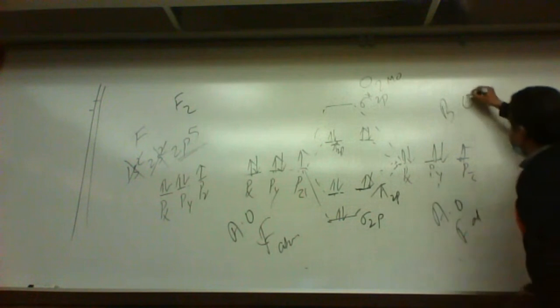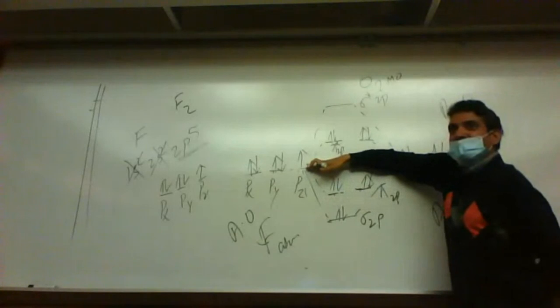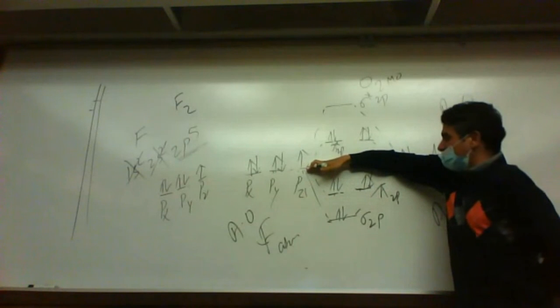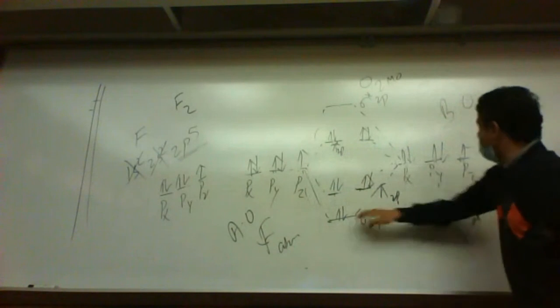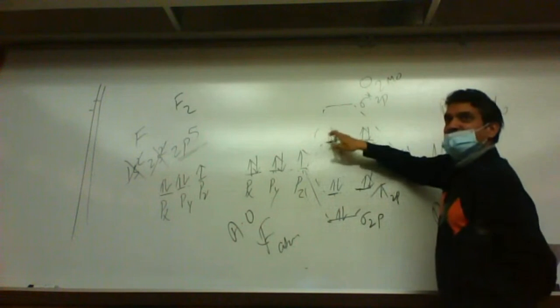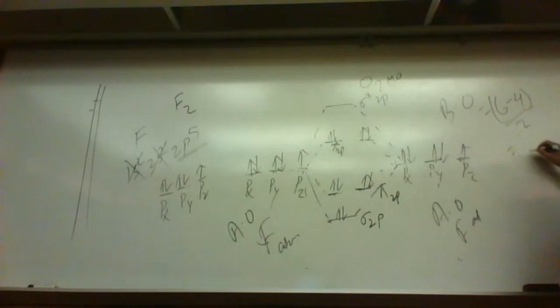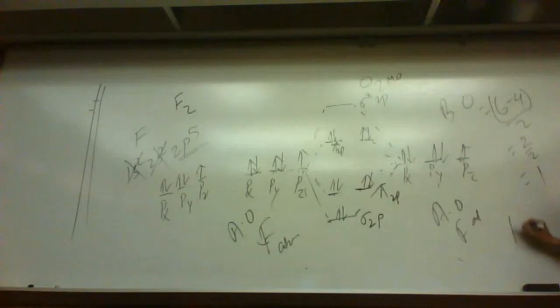So bond order: how many are in bonding? Below this line is the bonding molecular orbital. So 2, 4, 6, 6 are there. And how many are above this line? 2, 4, so 4 like this. Now I divide by 2. So 6 minus 4 over 2 is 2 over 2, so 1. So the bond between the fluorine atoms is only one bond.